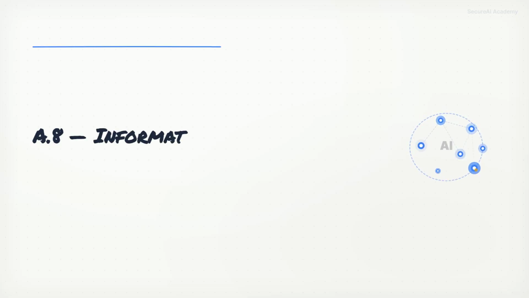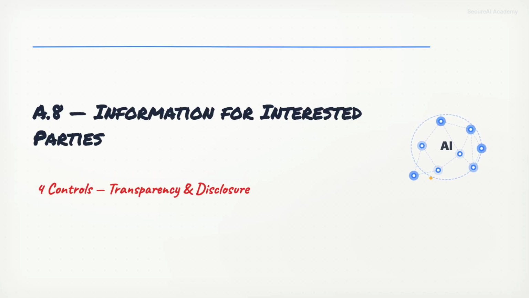Domain A8 focuses on transparency, keeping stakeholders informed about your AI systems. Increasingly important as regulations like the EU AI Act mandate disclosure. 4 controls.